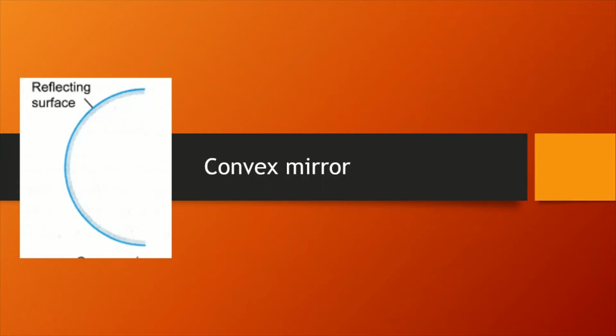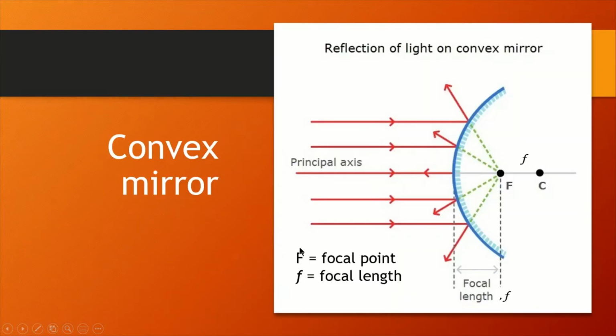Today we are going to continue with convex mirror. After learning concave mirror, now it's convex mirror's turn. In a convex mirror, the reflecting surface is on the outer surface. So the focal point and the center of curvature are inside the mirror.